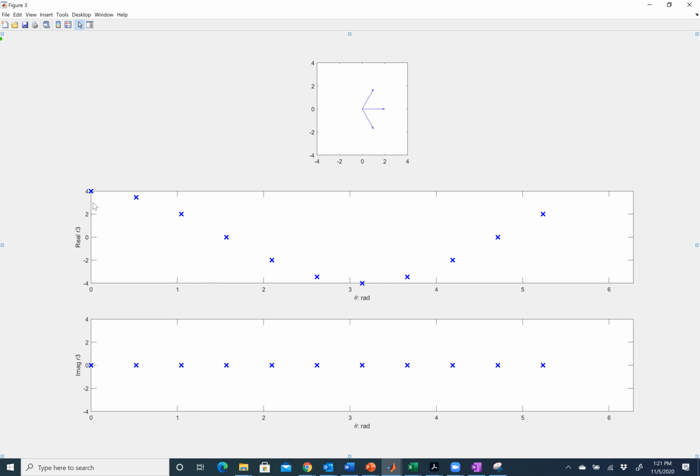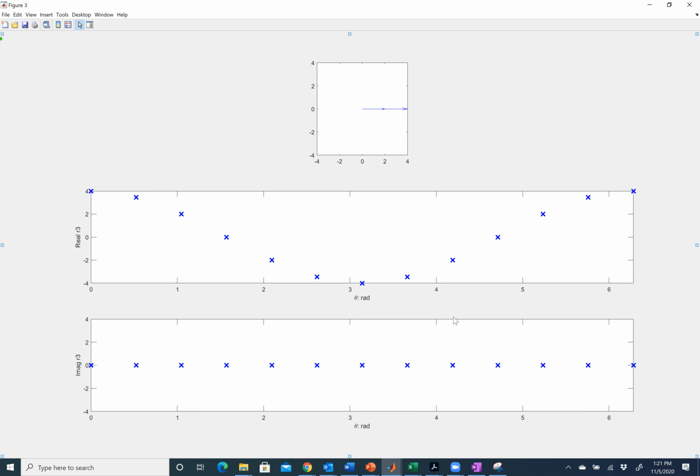Is that bottom plot just saying the imaginary parts go away once it's plotted? Yeah, the imaginary parts are zero. You can see this big vector here. That's the sum of them at any given point. What I'm plotting at the bottom is the real part of the sum and the imaginary part of the sum. At any given point in time, the imaginary part of the sum is always zero.